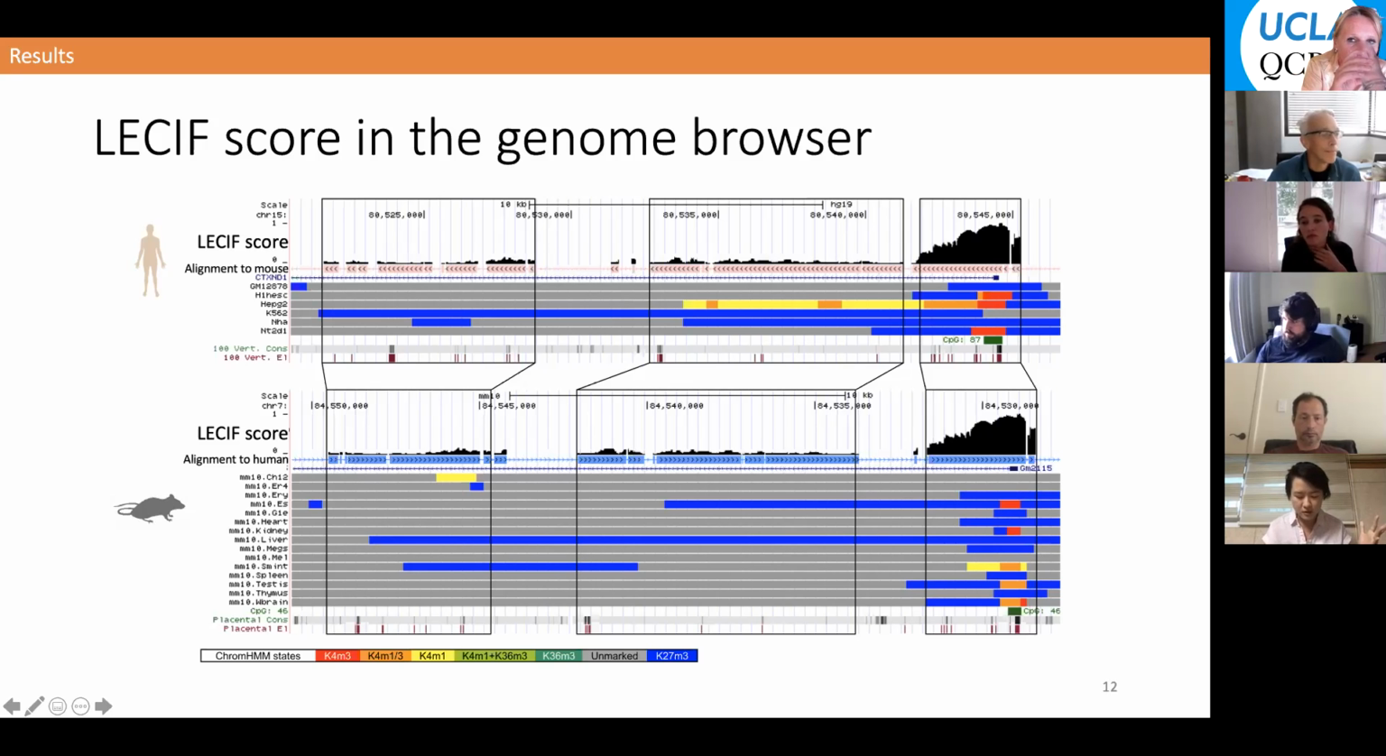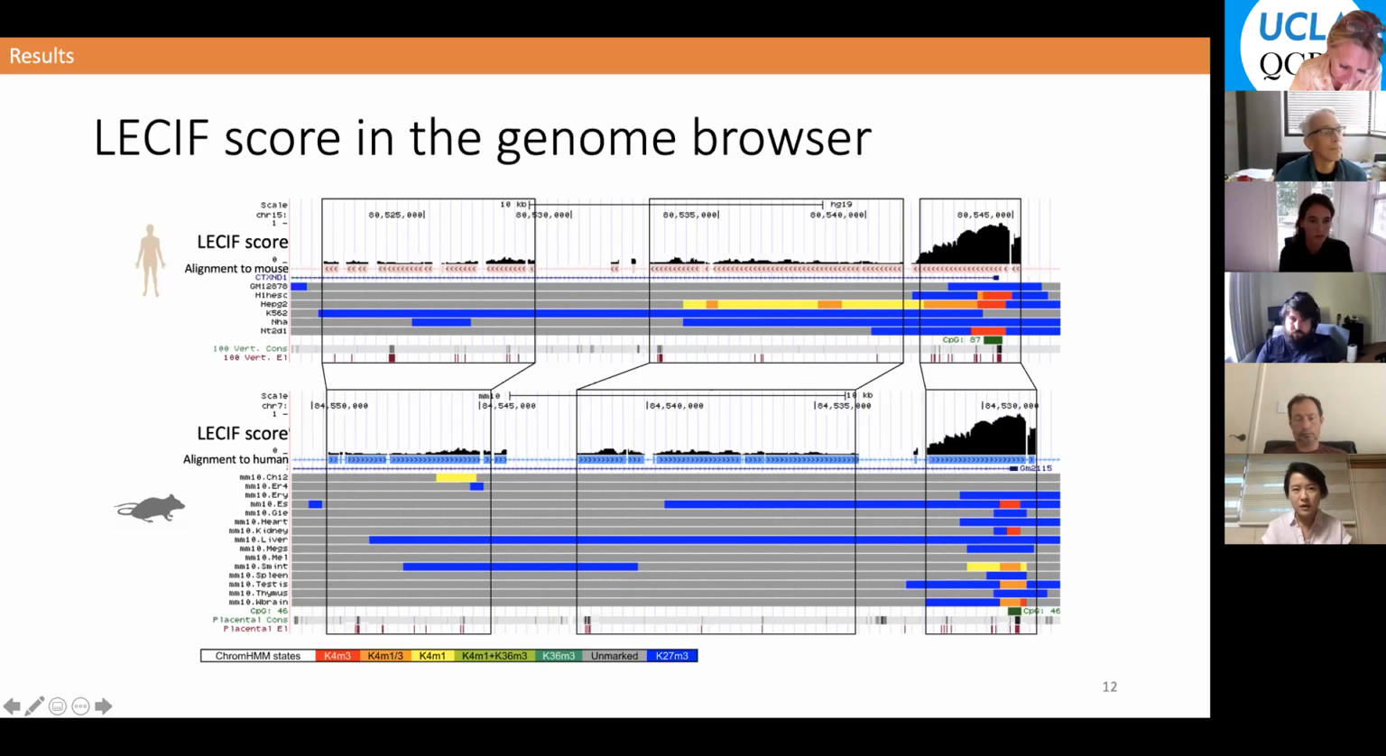Chromatin states are states learned from ChromHMM, which allows you to systematically annotate DNA elements based on combinatorial and spatial patterns of histone marks. I have the legend of these states at the bottom. What I want you to notice here is on the right, we have a high scoring pair of regions.